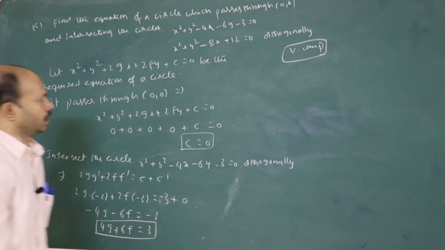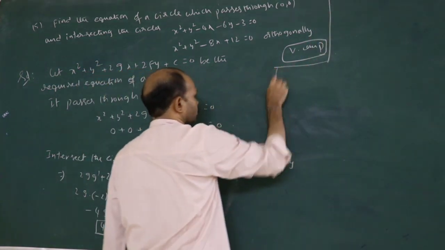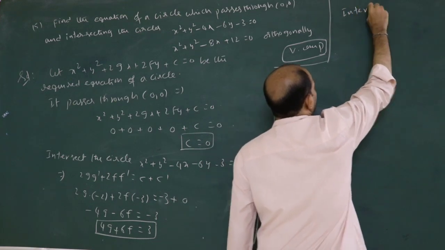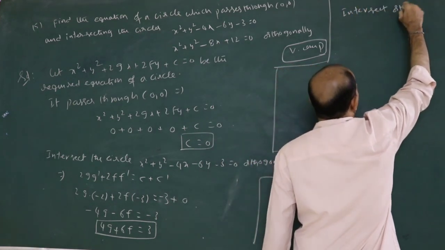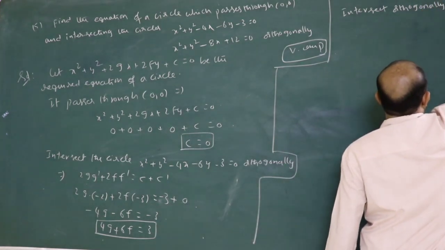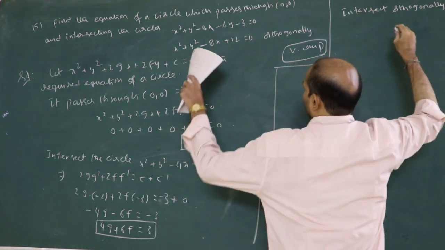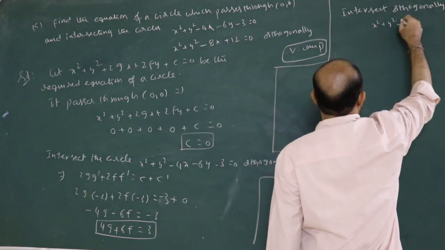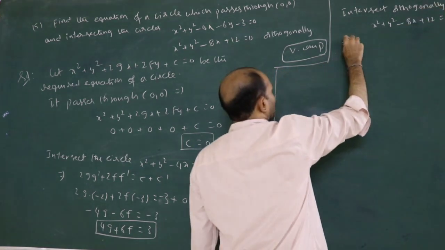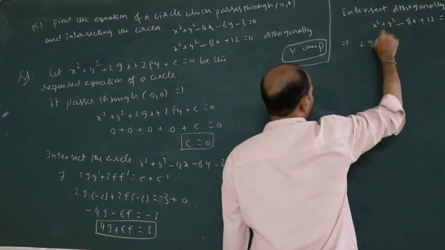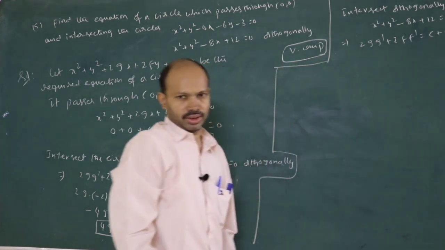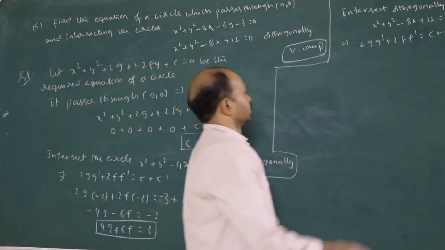Right. And again it intersects orthogonally with x square plus y square minus 8x plus 12 is equal to 0. Apply the condition 2gg dash plus 2ff dash is equal to c plus c dash. Again apply the same condition.